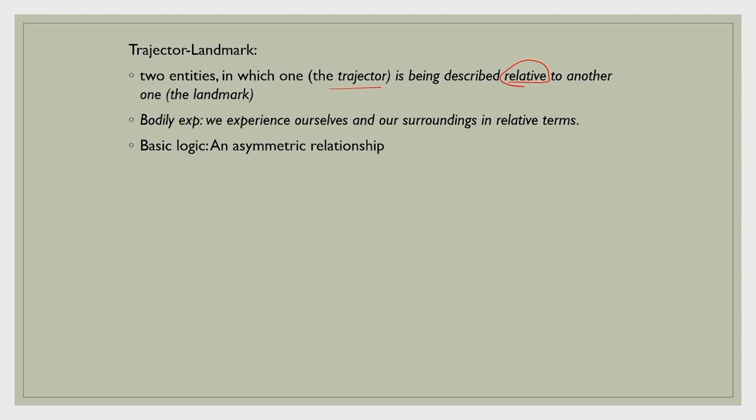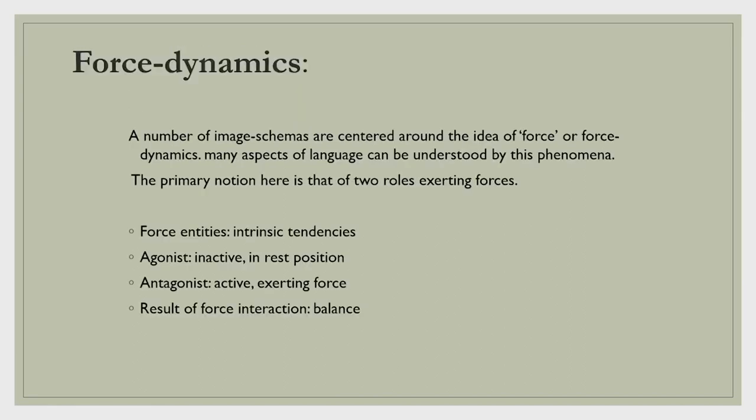So, we experience ourselves and our surroundings in relative terms. Right now I am in this room, after some time I might be outside the room, I might be standing in front of a building and so on and so forth. So, this is a very basic personal human lived experience. And then this is an asymmetric relationship. So, we always talk about the trajector in terms of the landmark and not the other way around. The ceiling fan is hanging from the ceiling, but we never say the ceiling is above the fan. So, this is an asymmetric relationship.